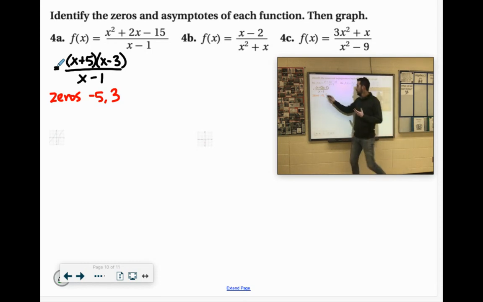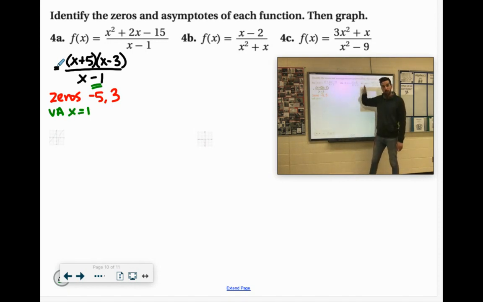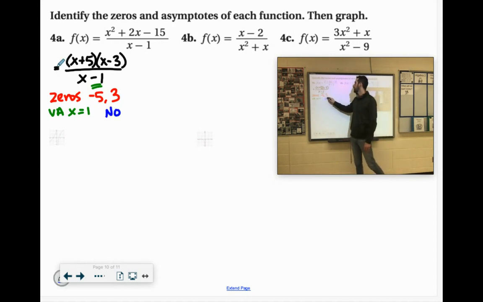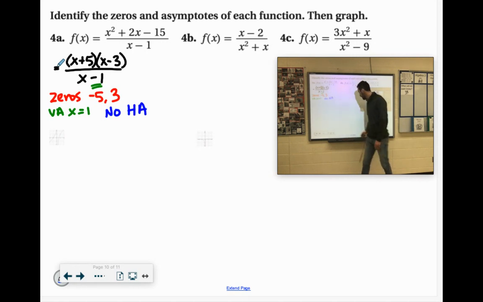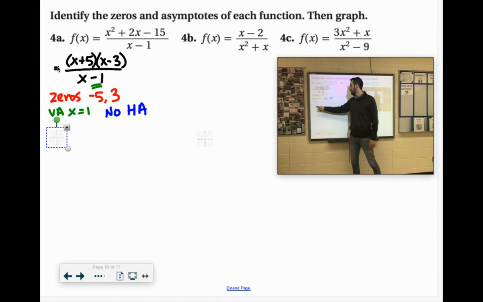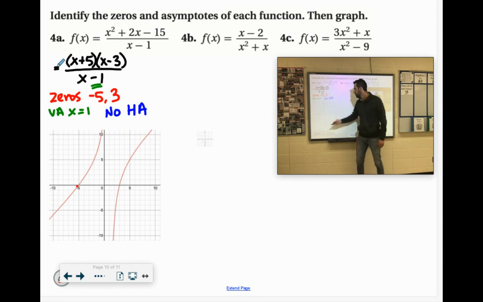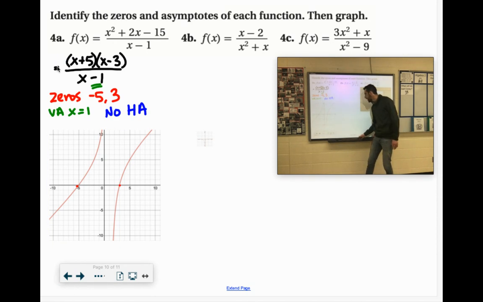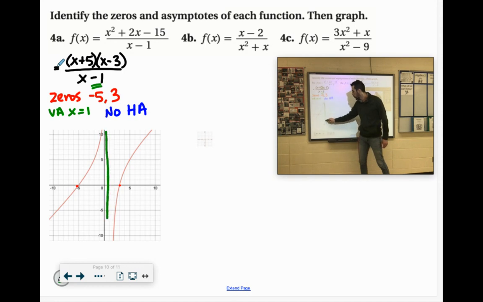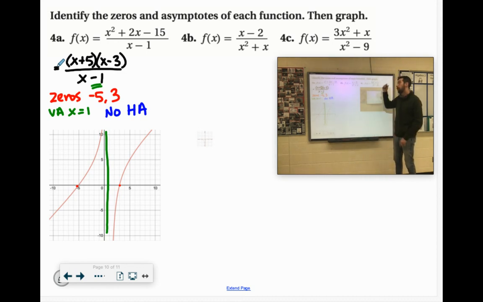The vertical asymptote comes from the denominator, so the VA will be x equals 1, and the degrees up top were larger than the degrees on the bottom, so there will be no horizontal asymptote. Let's check our graph. All right, so our zeros, we got negative 5, we got 3, we've got a vertical asymptote at 1. No horizontal asymptote, great.